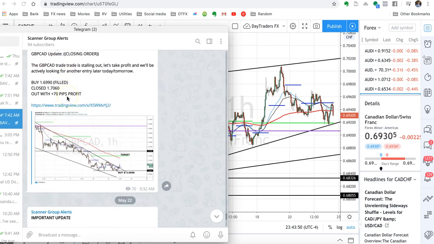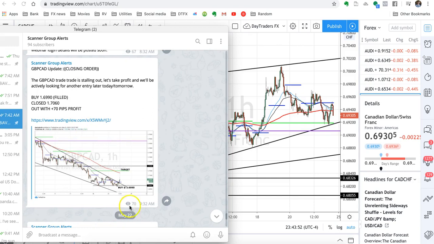Pound CAD closing order, again on the 21st. 9 a.m., so pending order at 5 a.m. and a closing order by 9 a.m. Pound CAD trade is stalling out. Let's take profit, and we'll be looking for another opportunity to get in later.